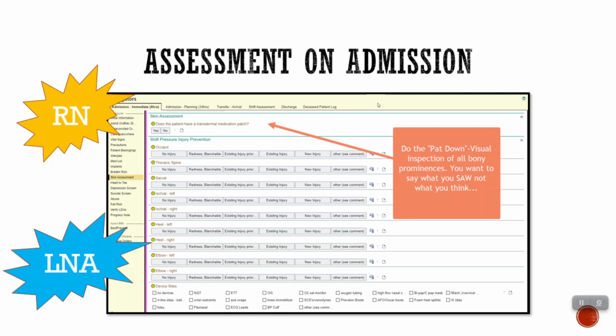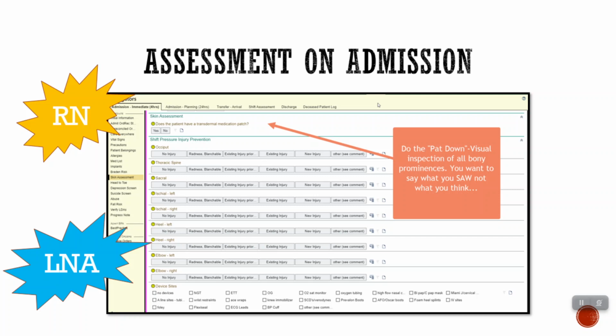Now, why are there two individuals who are responsible? The RN is responsible for assessment within 4 hours, the visualization of the skin. But our LNA colleagues, you are the ones who bring our patients to the bathroom. You're the ones who really see what they have going on. So what a wonderful partnership, right?